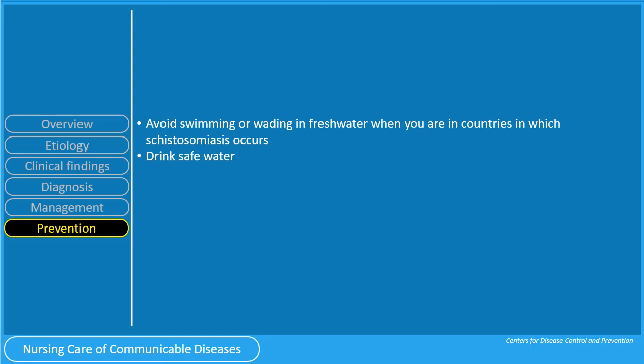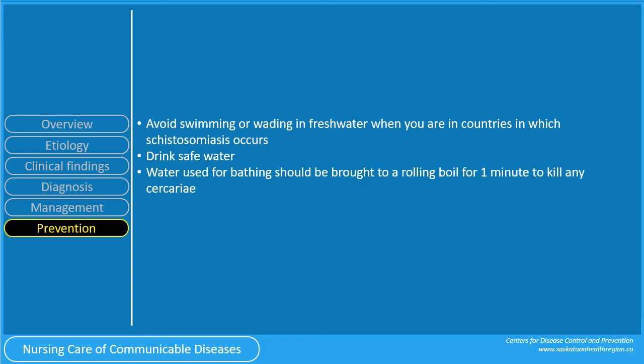Although schistosomiasis is not transmitted by swallowing contaminated water, if your mouth or lips come in contact with water containing the parasite, you could become infected. Water used for bathing should be brought to a rolling boil for 1 minute to kill any cercariae.